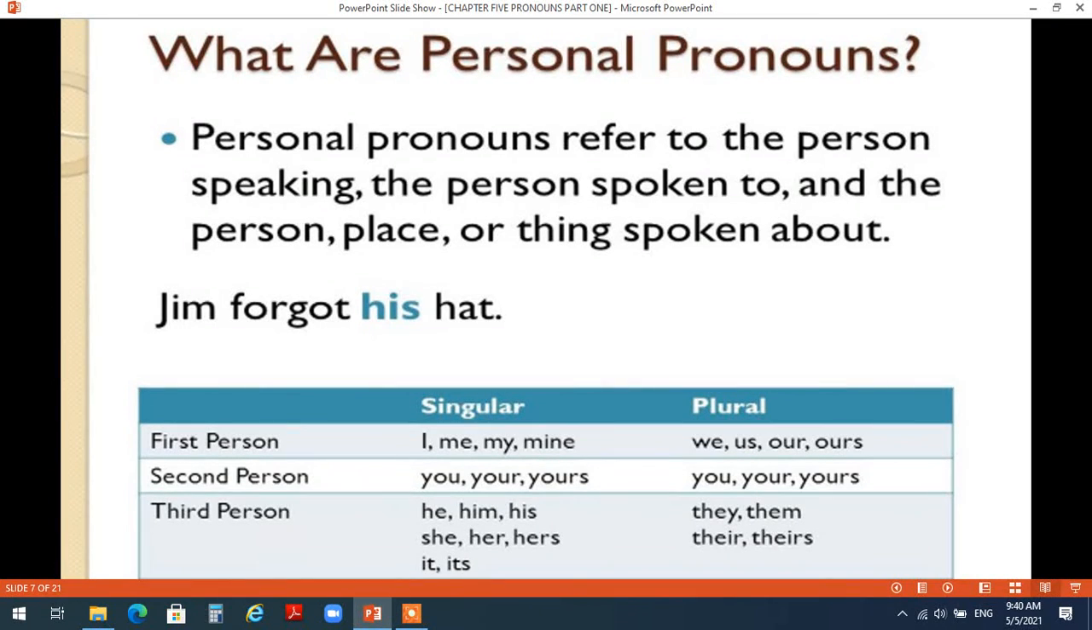أما إن كان في حالة الجمع فلدينا الضمائر we, us, our and ours. أما إن كان الضمير يشير إلى second person الشخص الثاني أو المخاطب، أيضا في صيغة المفرد لدينا الضمائر التالية you, your, yours. أما في صيغة الجمع you, your and yours. أما إن كان الضمير يشير إلى third person أو الشخص الثالث أو الغائب، ففي حالة المفرد لدينا الضمائر التالية he, him, his, she, her, hers, it and its. أما إن كان في حالة الجمع فلدينا الضمائر التالية they, them, their and theirs.